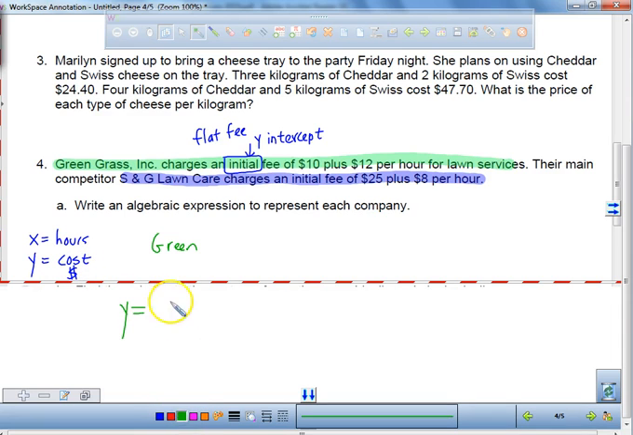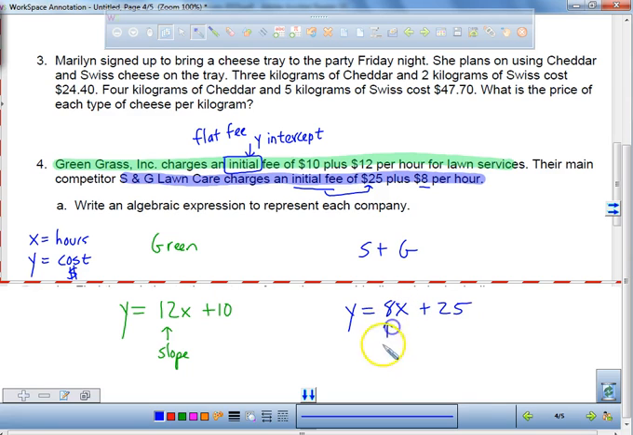So we get y equals, what's our per hour rate? $12 per hour, so we're going to put 12x plus 10. This right here is your slope, that's your rate. There's your y-intercept, the initial fee. For S&G, it's y equals, what's our slope going to be? If the initial fee is 25, that's our y-intercept, so our slope will be 8. So we'll put 8x plus 25. Okay. So there's our two equations right there.